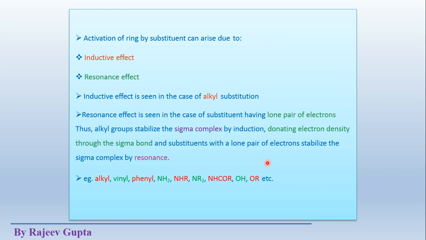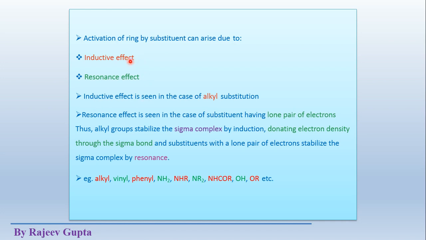Activation of the ring by a substituent can arise due to inductive effect and resonance effect. There are two effects, or two properties, which can be represented by any substituent. These two effects will increase or decrease the electron density in the benzene ring system.